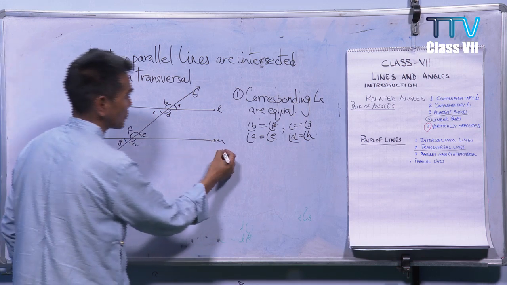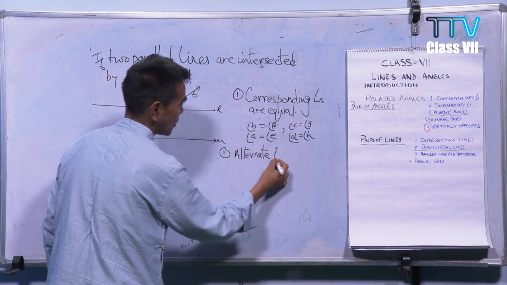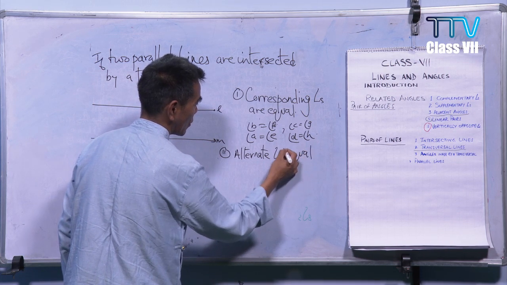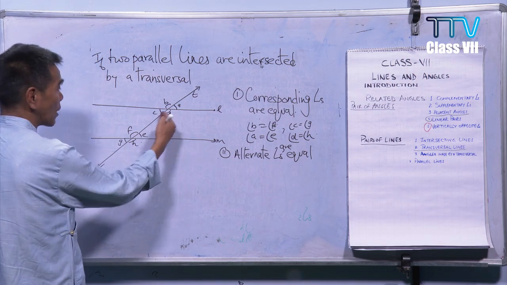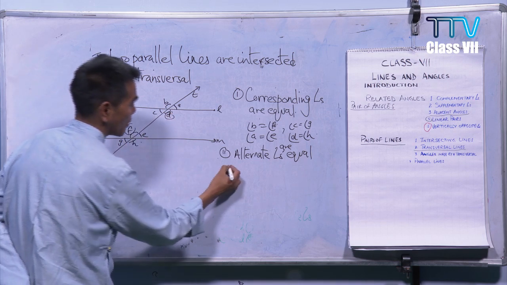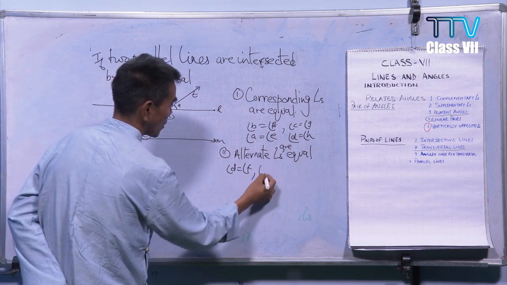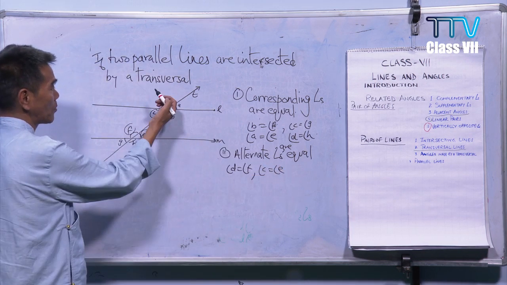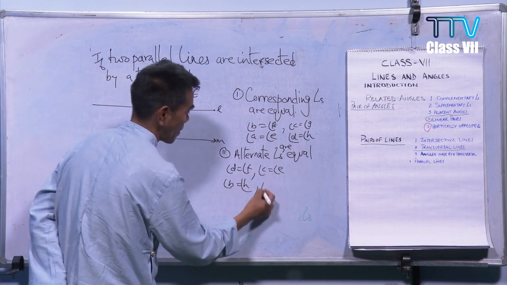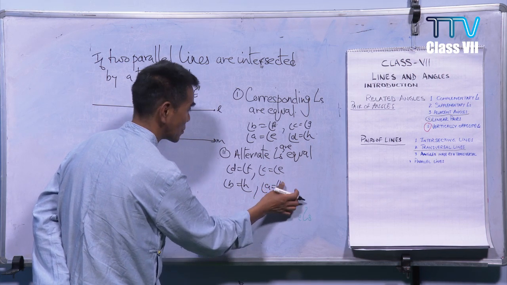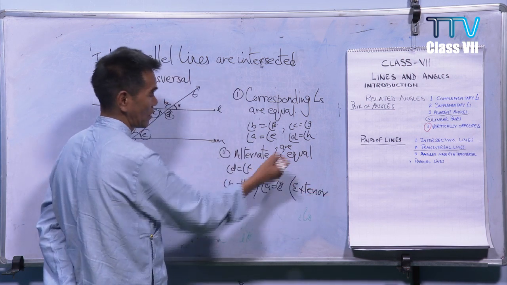Alternate angles are equal. Alternate angle D is equal to angle F. Opposite angle C is equal to angle E. Exterior angle B is equal to angle H, and angle A is equal to angle G. These are exterior alternate angles, and the others are interior alternate angles.